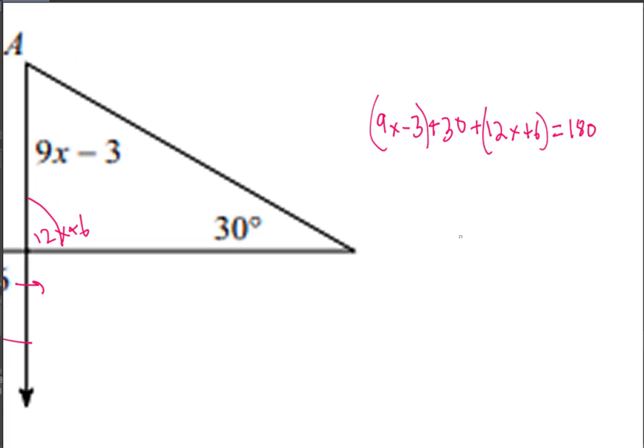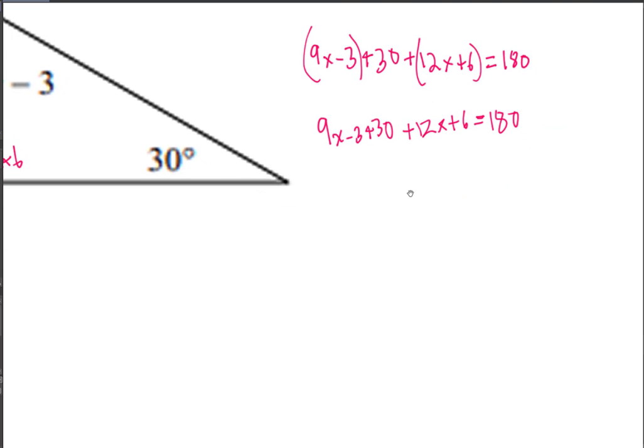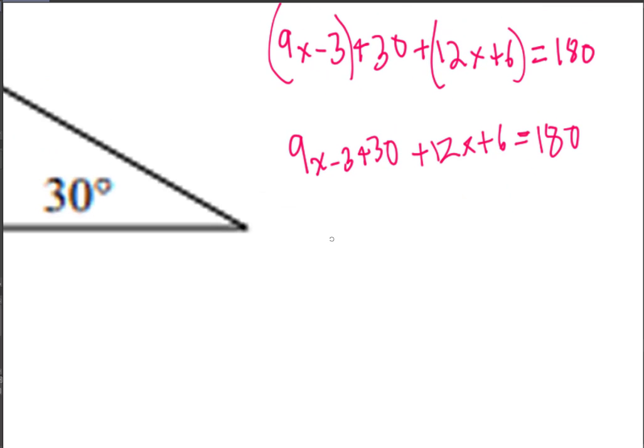So I just start off by getting good habits, okay? Now it's just a matter of getting rid of those parentheses. I now have 9x minus 3 plus 30 plus 12x plus 6 equals 180, right? You add these together and you should get 21x minus 3 plus 30 plus 6 equals 180, right? Matter of just simplifying, combining some more like terms.